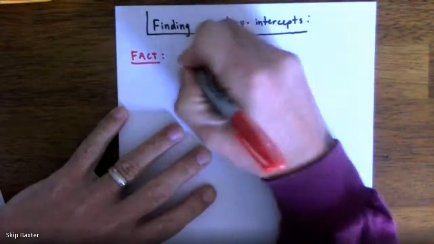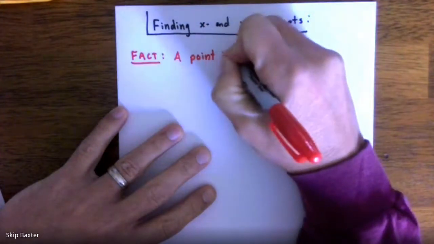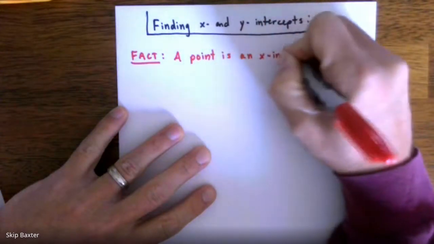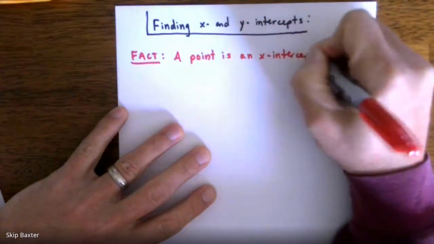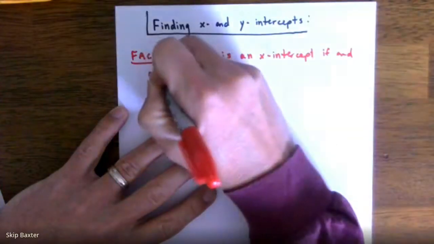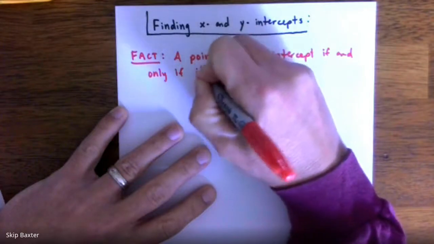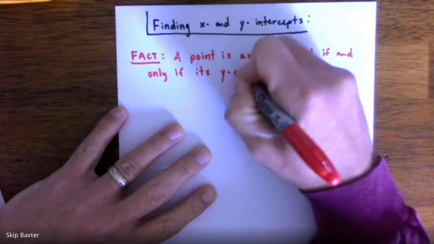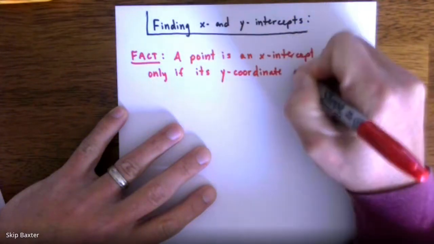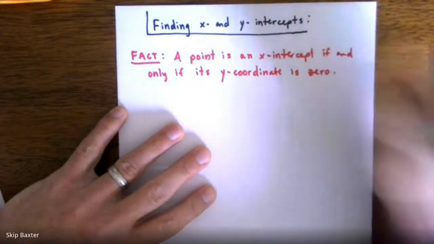A point is an x-intercept if and only if its y-coordinate is 0. Right? That should make sense.